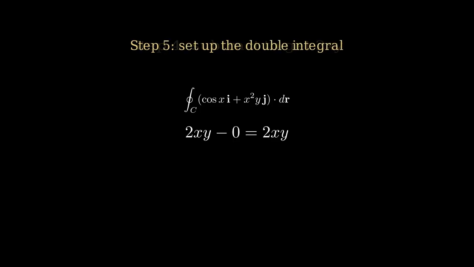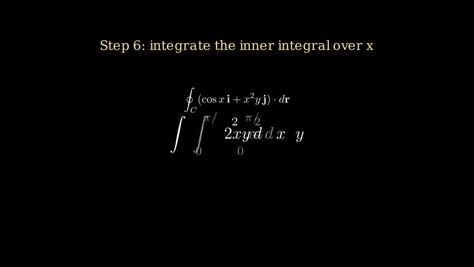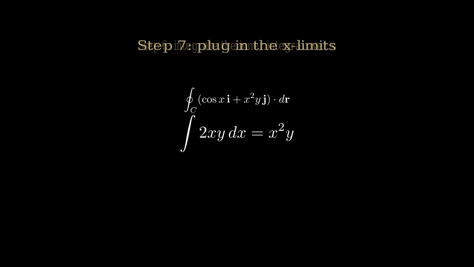Step 5. Set up the double integral, using the square's own side lengths as the limits. That gives us the integral from 0 to pi over 2, integral from 0 to pi over 2 of 2xy dx dy. Step 6. Integrate the inner integral with respect to x, treating y as a constant. Integral of 2xy dx equals x squared y.